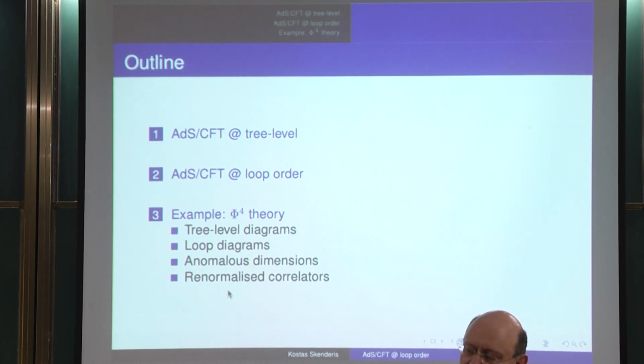Yeah, so we're going to do 1 over N squared corrections. The loops mean gravity loops or string loops, the genus expansion, whereas the 't Hooft coupling expansion corresponds to expansion in alpha prime in string theory. So we're not going to be discussing the alpha prime expansion.